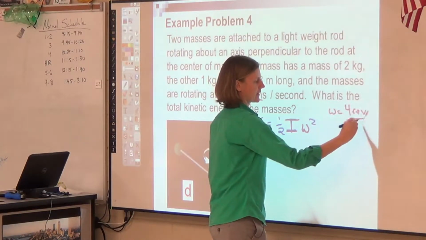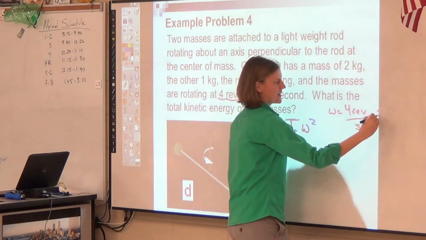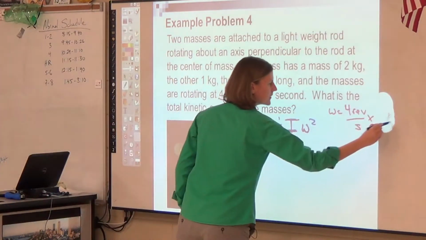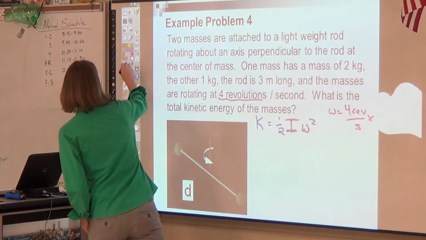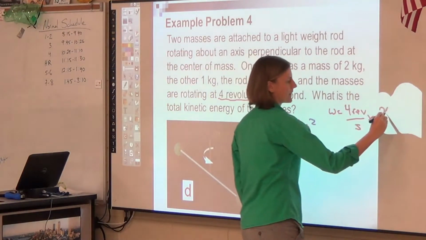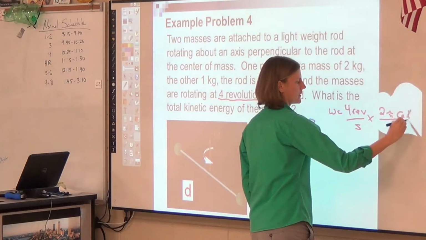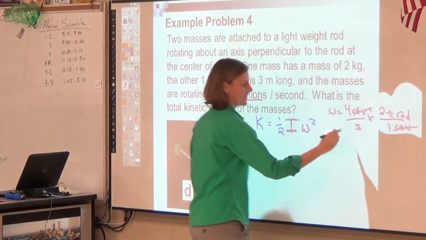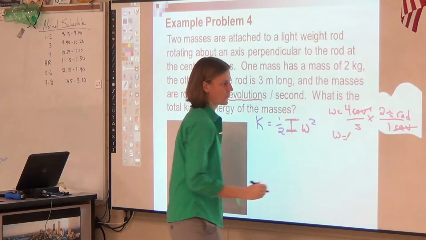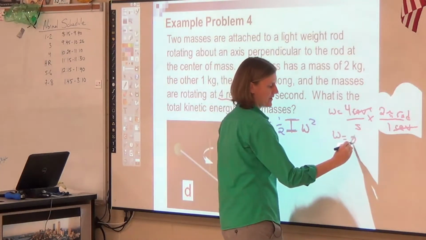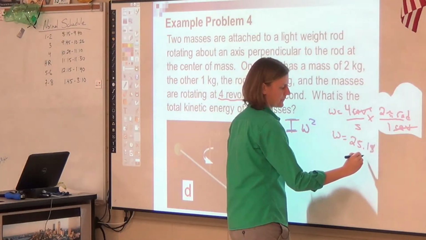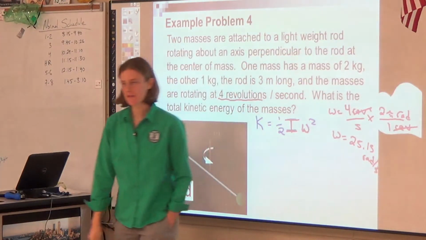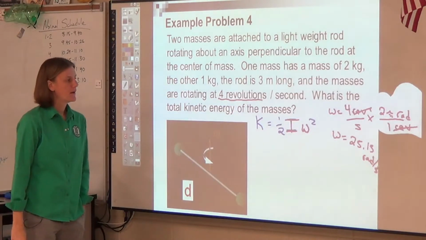I just need to realize that my I is a combination of 2 point masses, where the point mass formula was mr squared. And I do need to be in radians per second, so we're just converting that 4 revolutions per second to radians per second. Again, remembering 1 revolution is 2 pi radians. So, a little extra work to convert your angular speed.